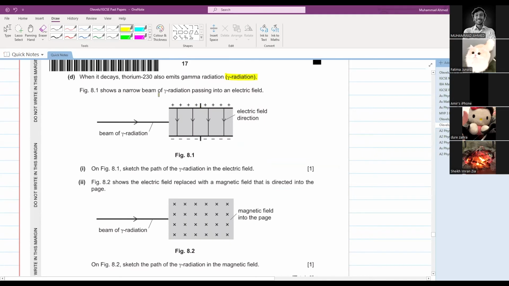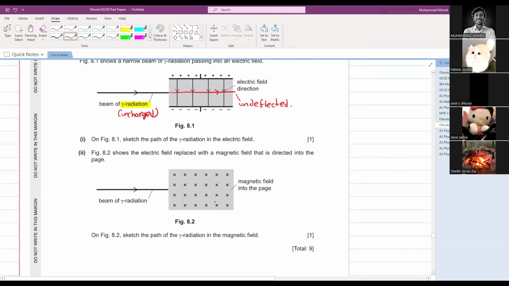Figure 8.1 shows a narrow beam of gamma radiations passing into an electric field. On figure 8.1, sketch the path of gamma radiations in the electric field. Now, if you remember, gamma radiations were uncharged, so they will pass undeflected. They will pass in a straight line in an electric field.